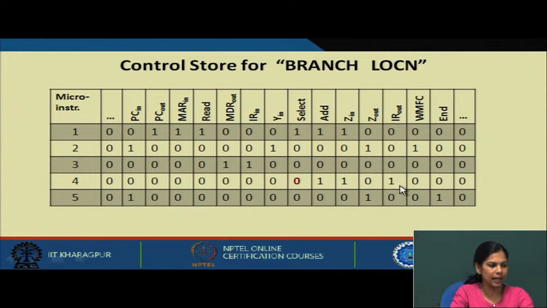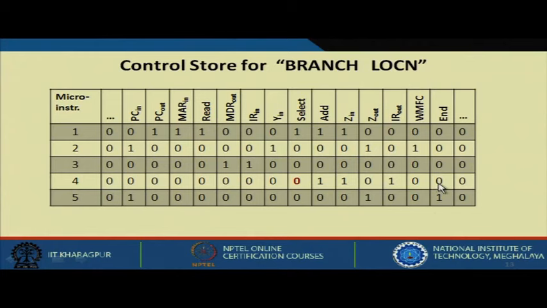That will be added with Y. Y contains the previous PC value. We perform an add, Z in, and finally we perform Z out and PC in. PC will be loaded with the new value that needs to be used for the branch. That means we need to go to that particular location for that branch. So this is how the control store looks for branch.